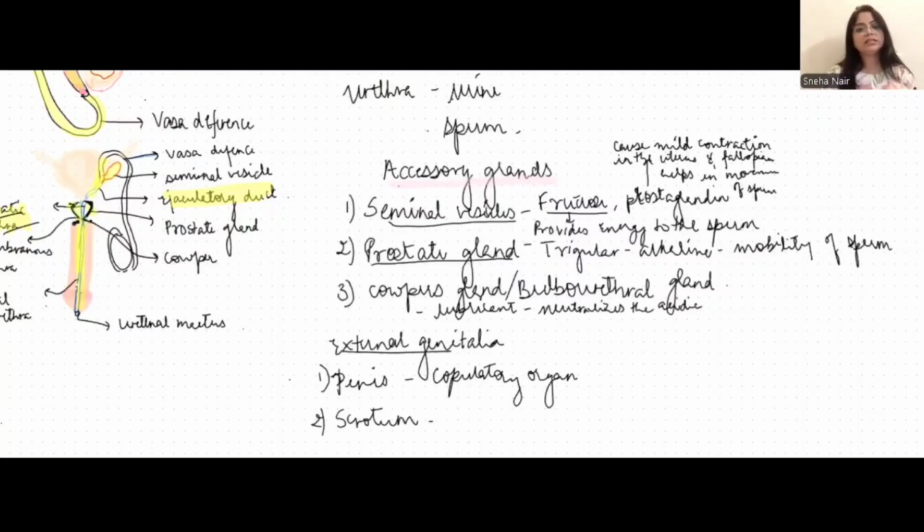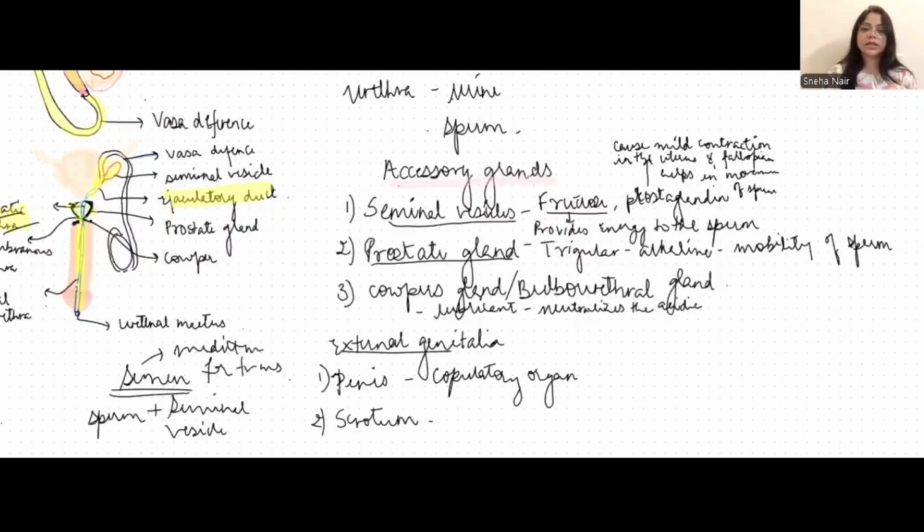Now, what is semen? Semen is the fluid which consists of sperm plus all the secretion of the accessory glands, that is seminal vesicle, together forming the semen. So semen is the fluid that acts as a medium for transportation of the sperm to the female body. So friends, this is all about male reproductive system.